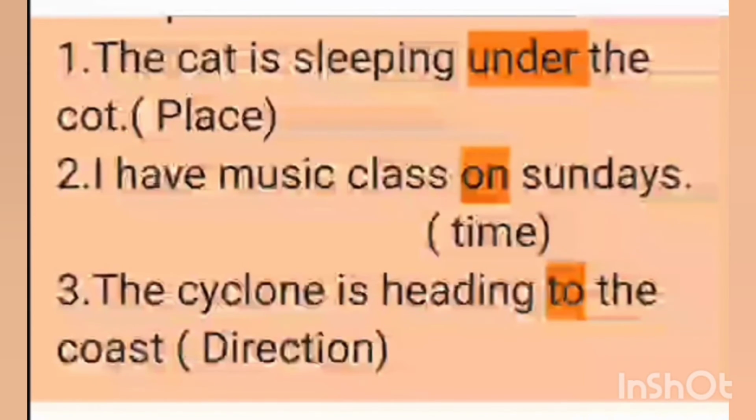Now the third example, the cyclone is heading to the coast. Here it is giving emphasis to the direction of the cyclone. Cyclone is heading to or towards the coast. Here the preposition is to, and that is giving emphasis to the direction of the occurrence.